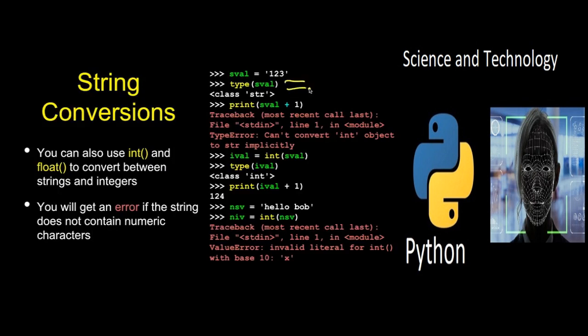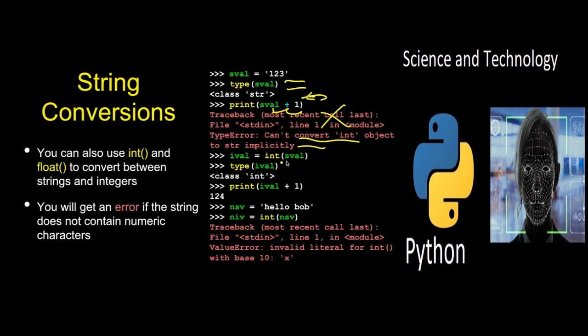We say, what is the type of this? It's a string. We say, let's add 1 to it. And it says it can't convert into string, so that blows up, right? Because this is a string. It looks to both sides: string plus an integer, not good, okay? But we can convert this.